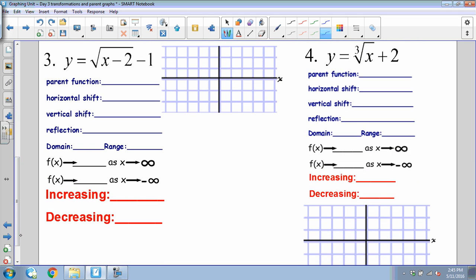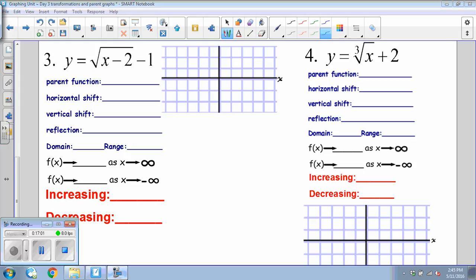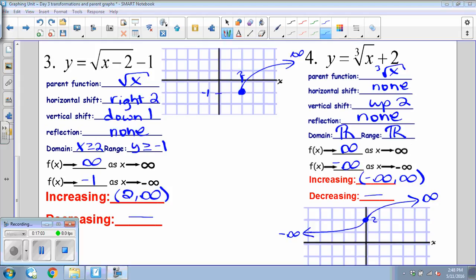Okay, now I want you to try 3 and 4. Okay, you can check your answers. This square root was shifted 2 units to the right and 1 unit down. So what started out as here ended up here and went over 2 and down 1.